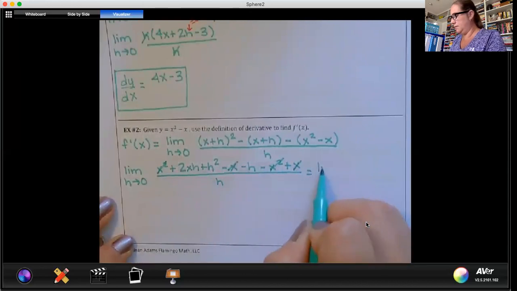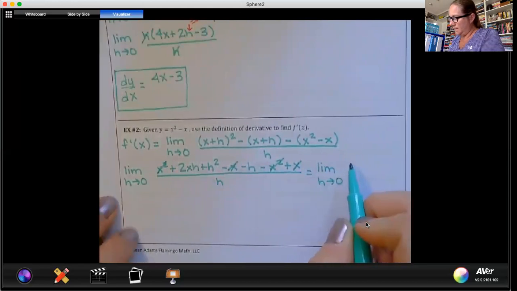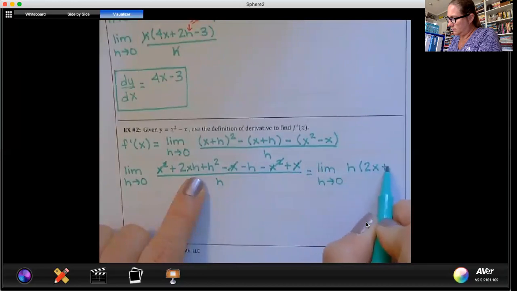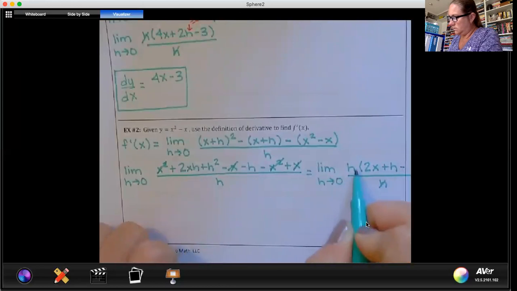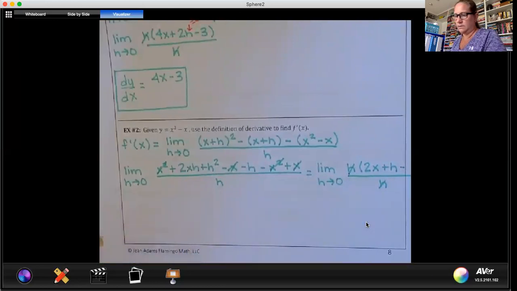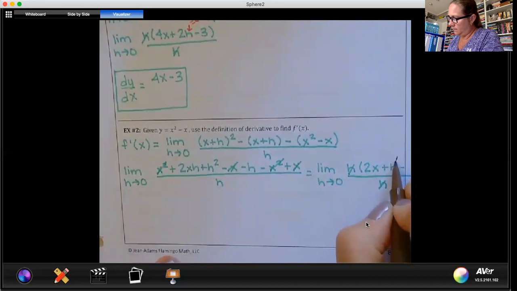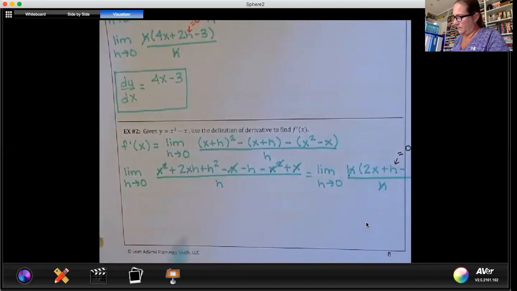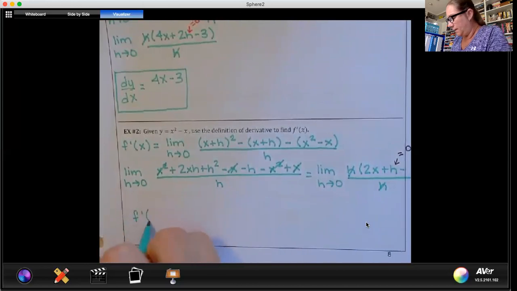And we have the limit as h approaches 0. Go ahead and take that h out. So we have h times 2x plus h minus 1 all over h. Cancel those h's out. Remember that h is equal to 0. So f prime of x is equal to 2x minus 1.